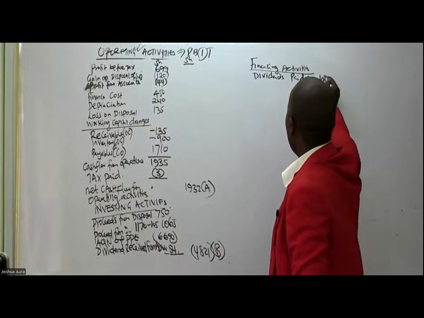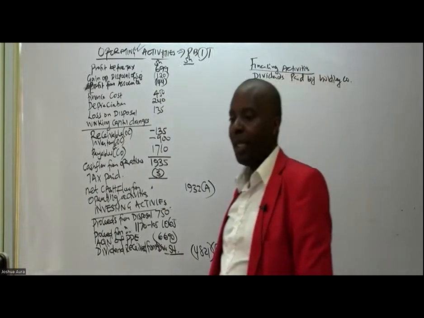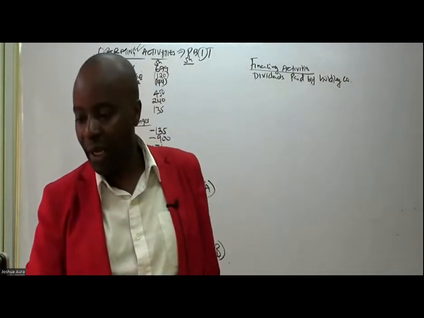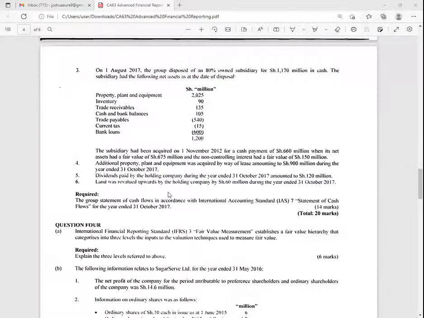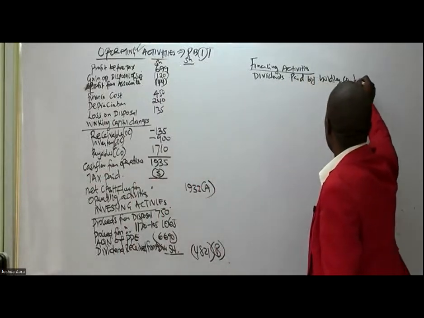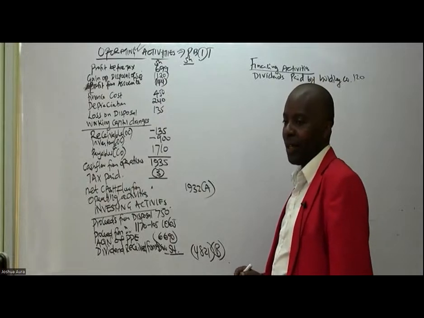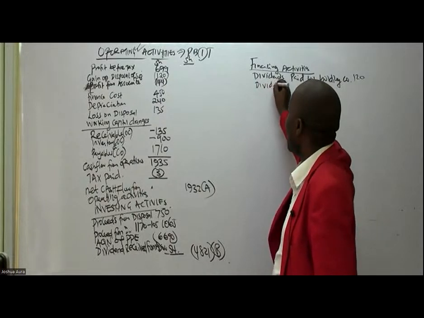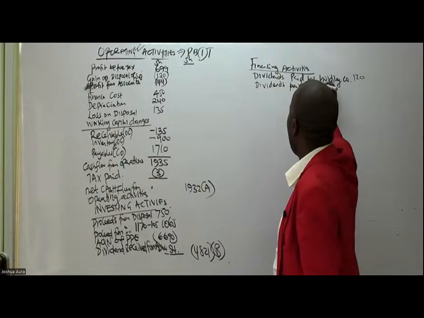So dividends paid by the holding company, they have given us a figure. What figure have they given us here? They have given us a figure of 120 million. Great. Remember, this group also paid the NCI. So we have here dividends paid, of course, by the group to NCI.